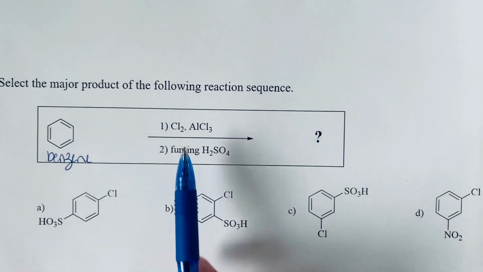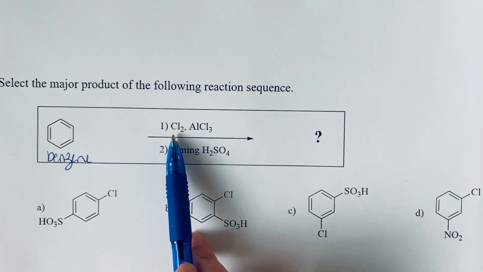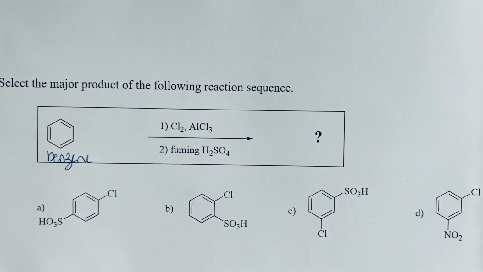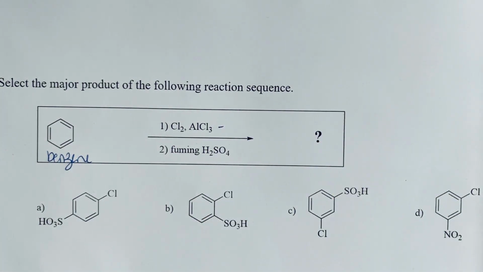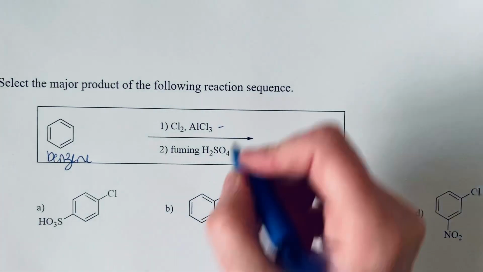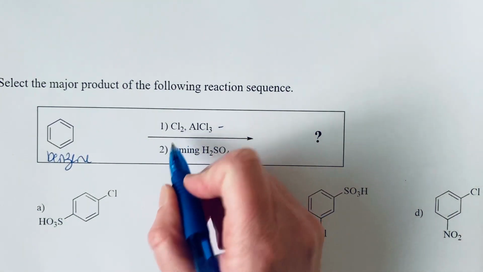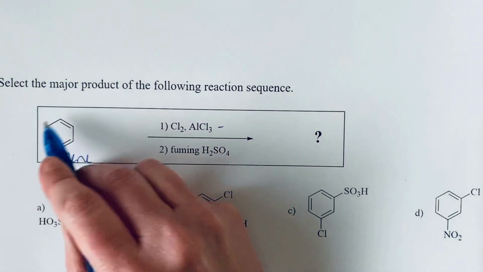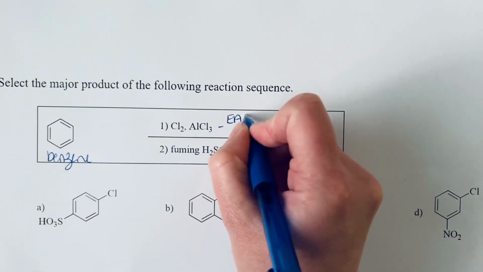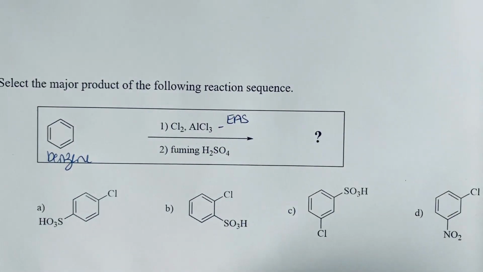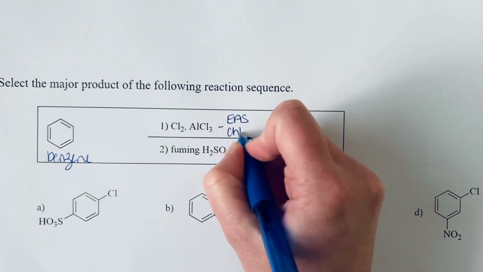So we want to recognize in this first step that if we use a molecular halogen, like chlorine or bromine with this Lewis acid catalyst, these are the conditions to do an electrophilic aromatic substitution reaction. And specifically what you're going to be substituting here is one of the hydrogens of the benzene ring with a chlorine. So this is an EAS, electrophilic aromatic substitution chlorination.